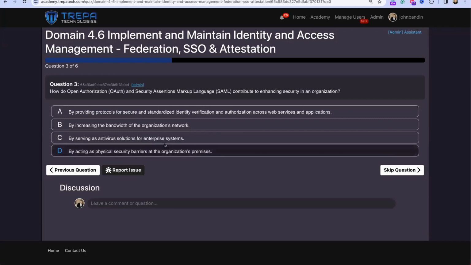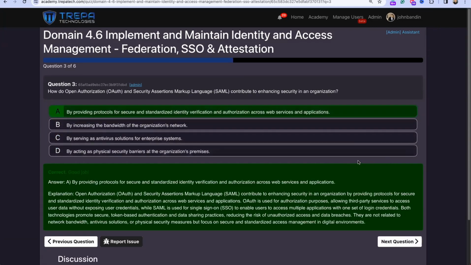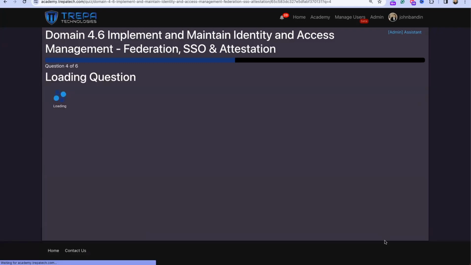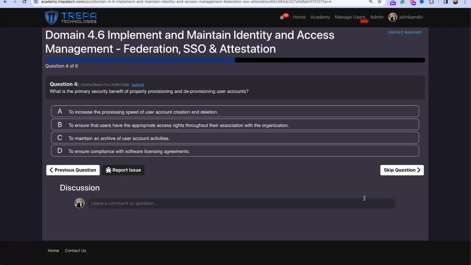Question 3. How do Open Authorization (OAuth) and Security Assertion Markup Language contribute to enhancing security in an organization? We're going to go with A. That's providing protocols for secure and standardized identity verification and authorization across web services and applications. Like we said with OAuth, that's token-based. SAML also does authentication and authorization across what are called relying parties, or third parties, to identity providers like Google and Facebook. Those are identity providers, right? Where you're able to do a lot of that single sign-on.